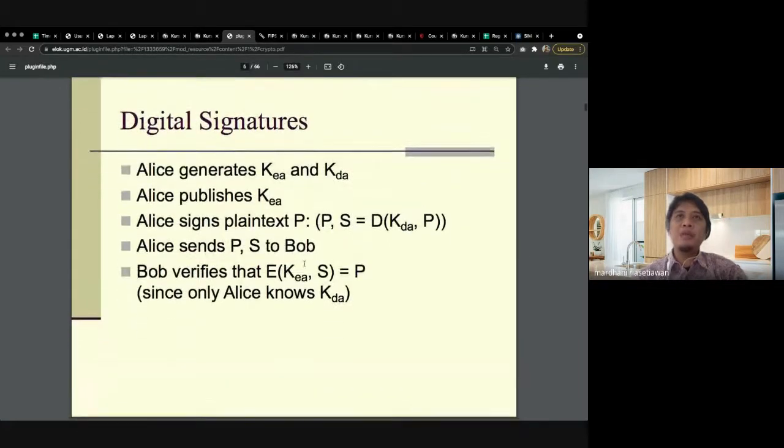And then we can also use the digital signature here. Alice generates the key and publishes the public key, then signs the plain text and sends it to Bob. Bob verifies that the signature is the same as the one generated by Alice. Of course, only Alice knows the key. That is how the digital signature works.